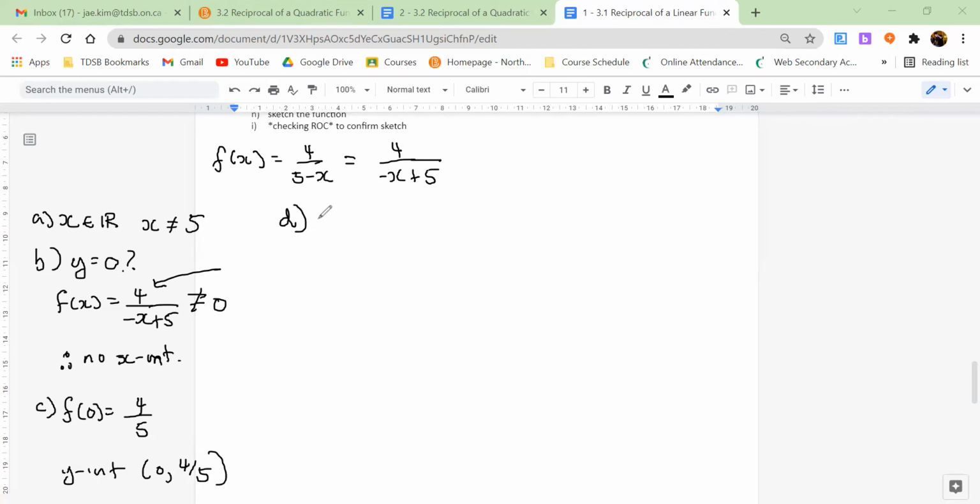Part D, vertical asymptote. Take a look at the denominator. When will the denominator ever approach or equal 0? Because when that equals 0, as it approaches that, you know it's going to get really, really high or really, really low. Anyone? Very simple. Zach? Yeah, right?